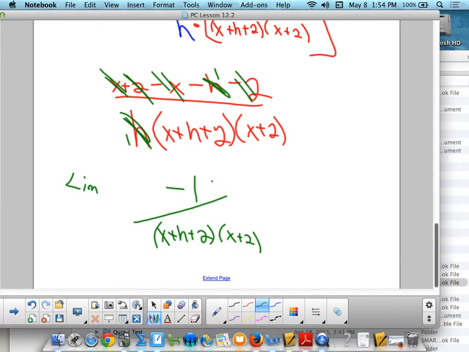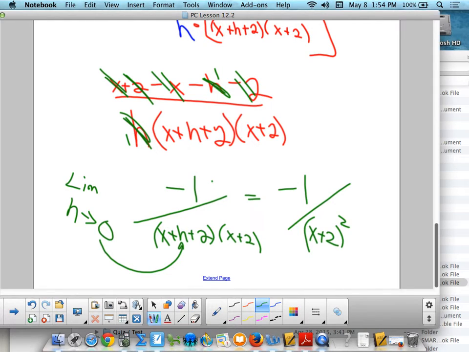Find the limit as h goes to 0. Put that in right there. You end up with negative 1 over x plus 2 times x plus 2. Can we just write that and call it good? I mean, if you want to foil it, you can foil it, that's fine. Okay? And that's how you do that problem.